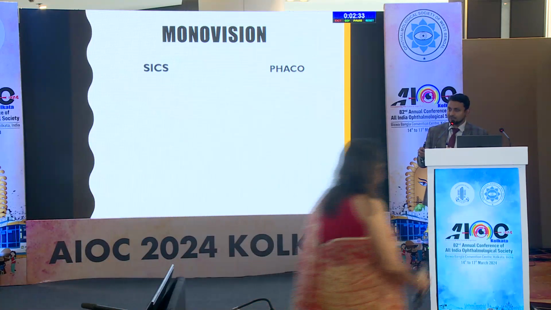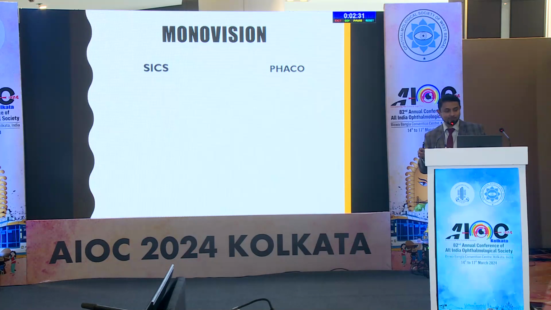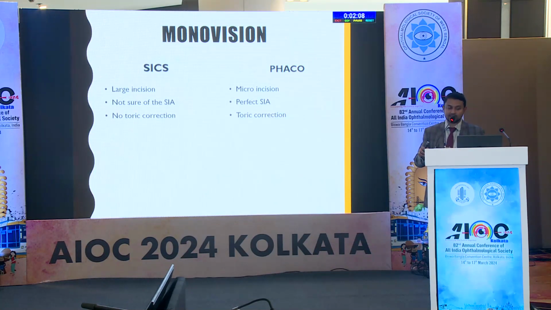So what are the differences between SICS monovision and phaco monovision? One, she actually showed a large incision. We all know that we keep the SIA low, if the incision is less than 2.8 and near the limbus, we call the SIA neutral. I'm not sure whether she can calculate an SIA to decide on the astigmatism, but in phaco, we know our SIAs as well, as long as we are doing it less than 2.8.